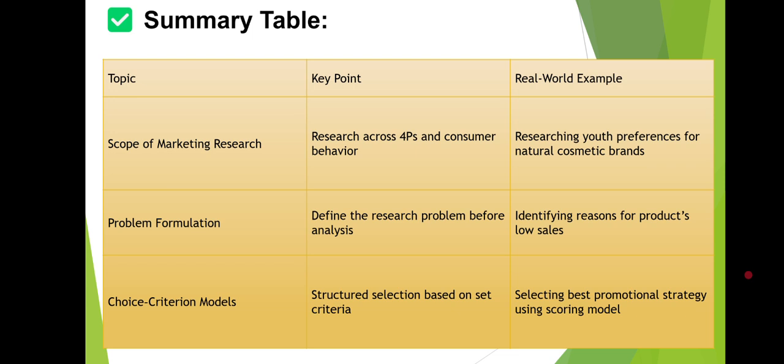Next, we have problem formulation. That means you have to define the research problem before analysis. Because if you are able to define the problem very clearly, you are able to find the solution very effectively. For example, identifying the reason for a product's low sales. This is the example of problem formulation. And next topic we have choice criterion model. It is basically a structured selection based on set criteria. For example, selecting best promotional strategy using scoring model.